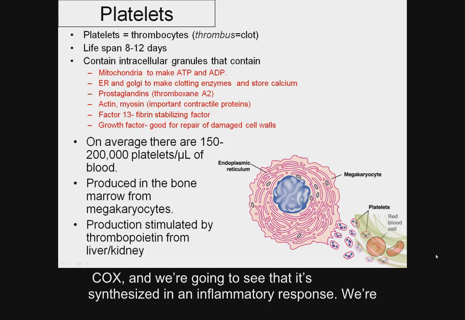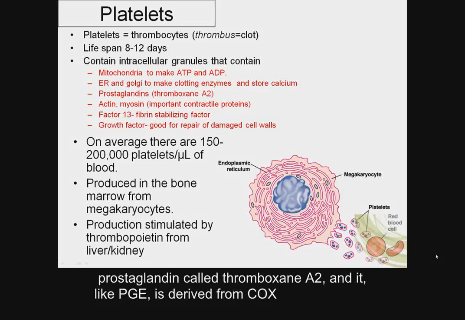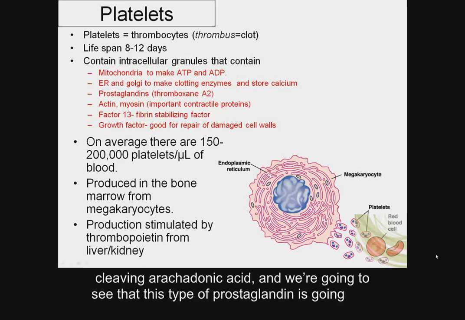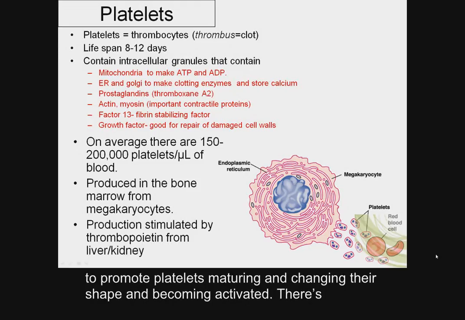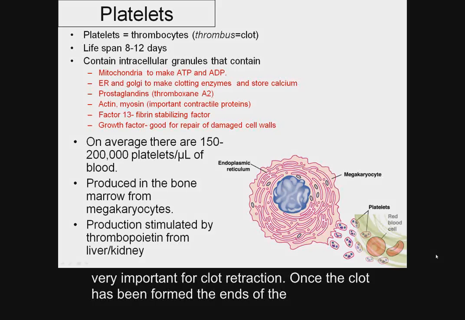And we're going to see that it's synthesized in an inflammatory response. We're going to talk more about that in a future segment. So inside the platelets we have a prostaglandin called thromboxane E2, and it, like PGE or prostaglandin E2, is derived from COX cleaving arachidonic acid. And we're going to see that this type of prostaglandin is going to promote platelets maturing and changing their shape and becoming activated.